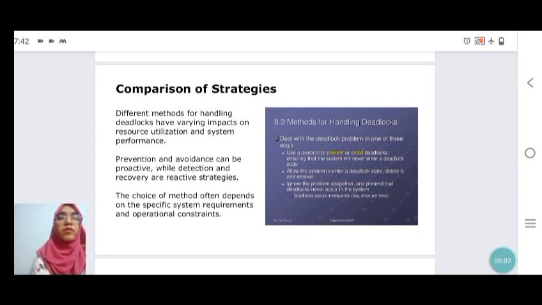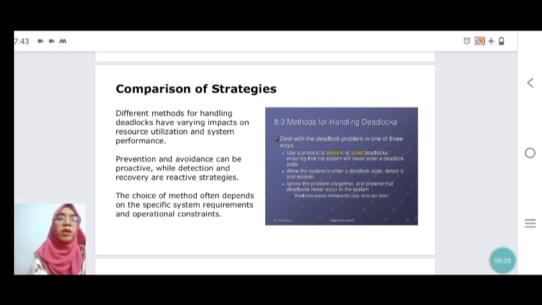Comparison of strategies. Different methods of handling deadlock have various impacts on resource utilization and system performance. Prevention and avoidance can be proactive, while detection and recovery are reactive strategies. The choice of the method depends on the specific system requirements and the operational constraints.